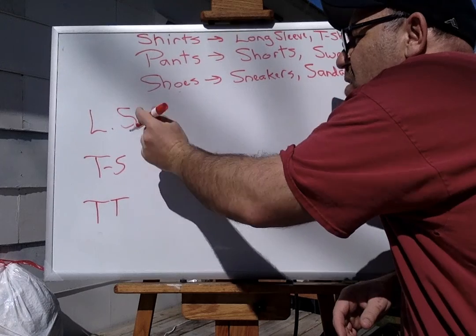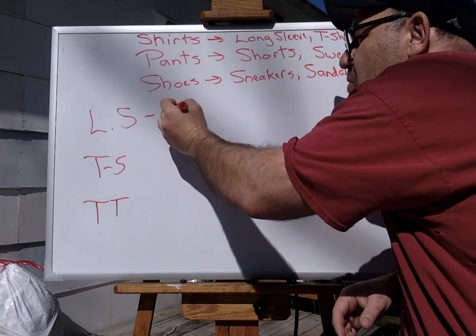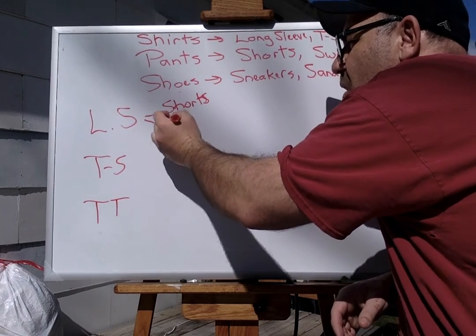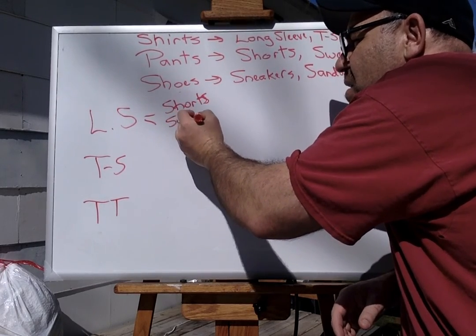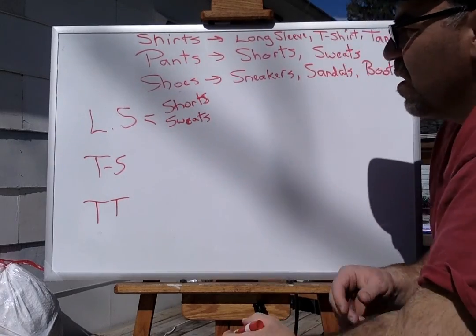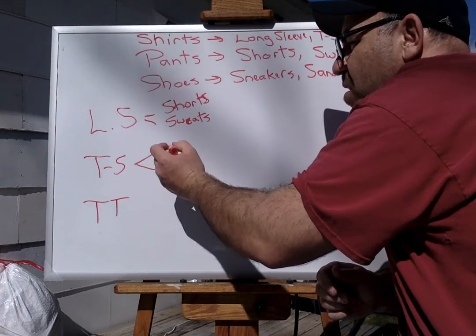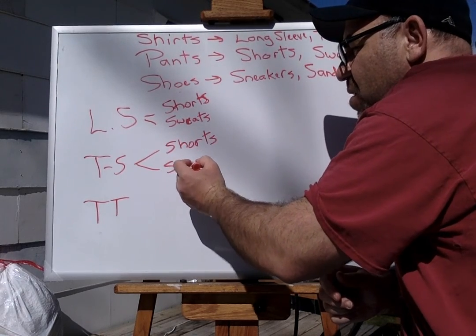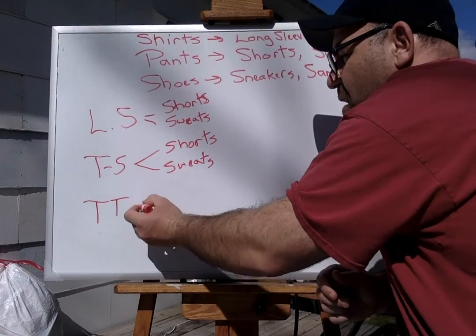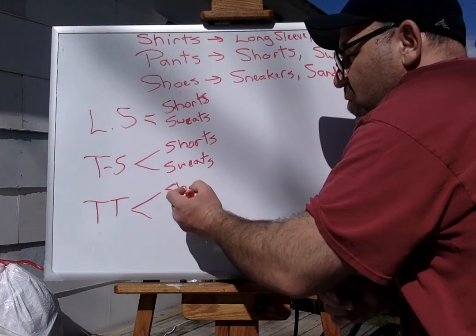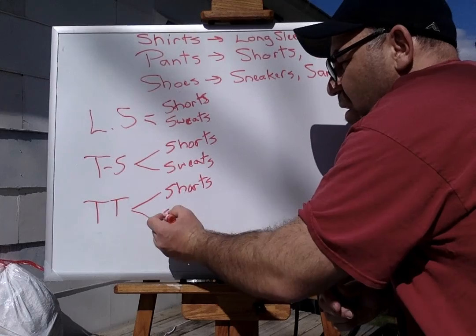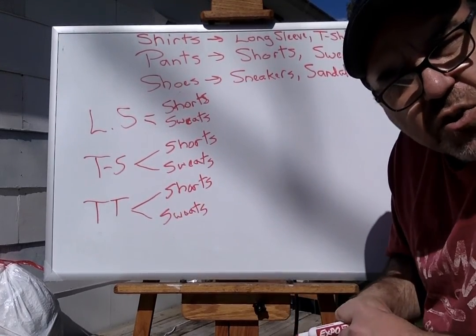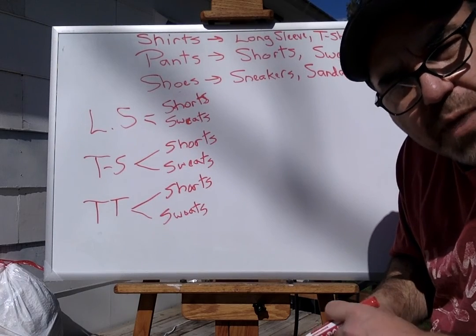Let's give a little bit more space here. You can wear either shorts or you can wear sweats. With the t-shirt, you can wear either shorts or sweats. And with the tank top, again, either shorts or sweats. So you have 2 choices with each one of the shirts, okay? What do you want to wear with that?